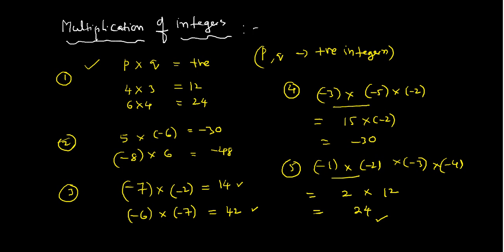From this we understand that the product of four negative integers is positive, the product of three negative integers is negative, the product of two negative integers is positive, the product of one positive and one negative is negative, and the product of two positives is positive. So these are the multiplication of integers rules. Let us find out one more thing here.